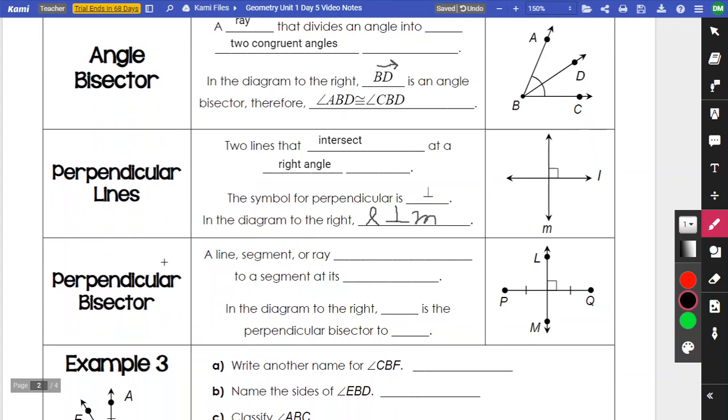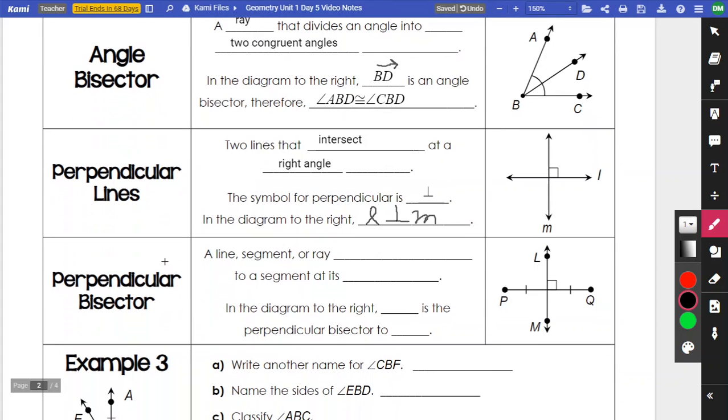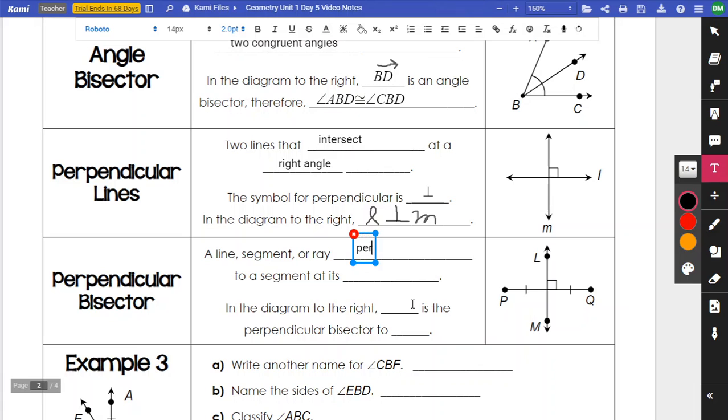All right. We can also have a perpendicular bisector. So there's that bisector word again. That means we not only have a right angle, but we are cutting a segment in half. So the actual definition here would be a line, segment, or ray that is perpendicular, meaning it meets at a right angle, to a segment at its midpoint.